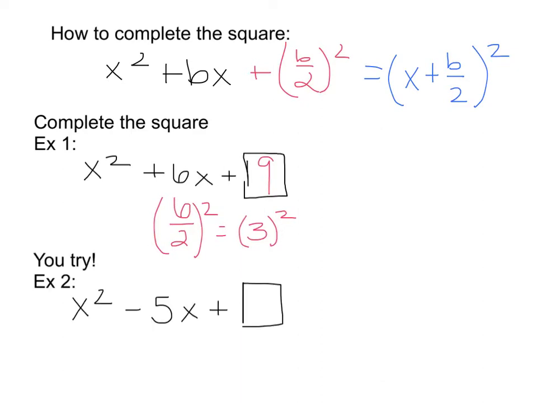Press pause and try to complete the square with x squared minus 5x. To complete the square, we take our middle term, which is negative 5, divide it by 2, and square it. I can't simplify negative 5 divided by 2, so negative 5 squared gives me positive 25, 2 squared gives me 4, so 25/4 is what completes our square.